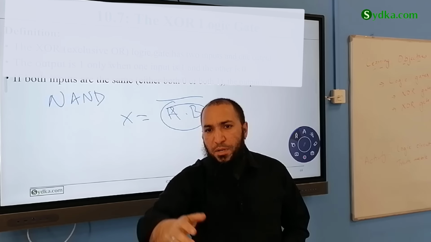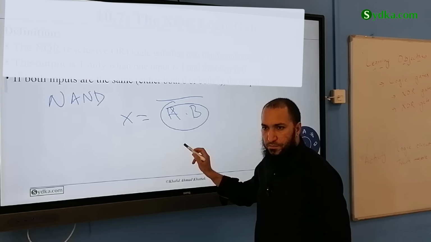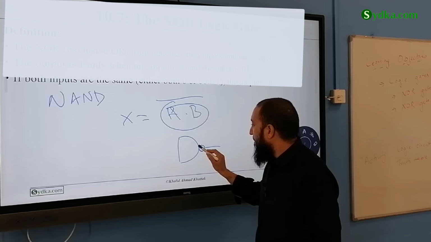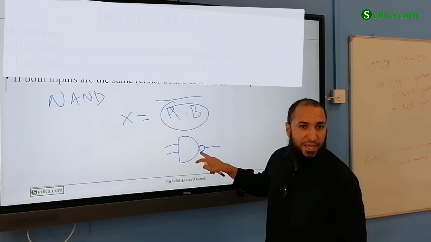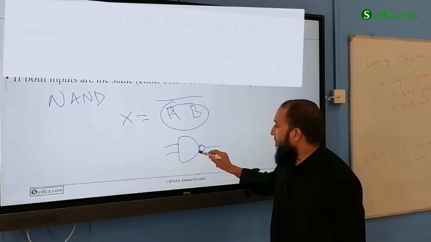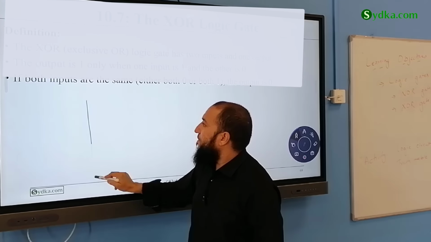What is the symbol for a NAND gate? We have the normal AND gate, except we introduce a bubble here. That basically inverts the value of the AND gate. No, it's a circle, not a sphere. Okay, a bubble, yes.